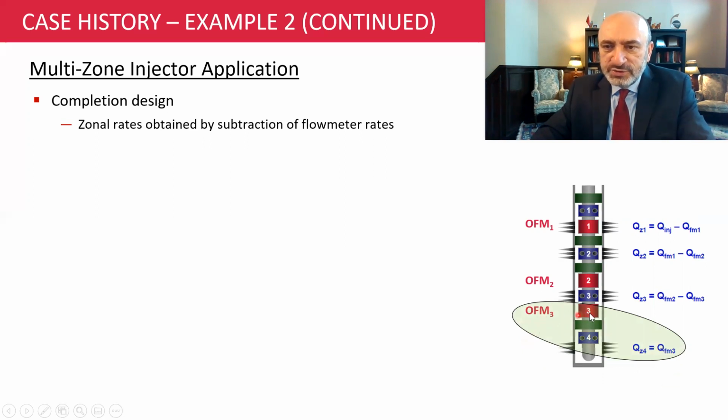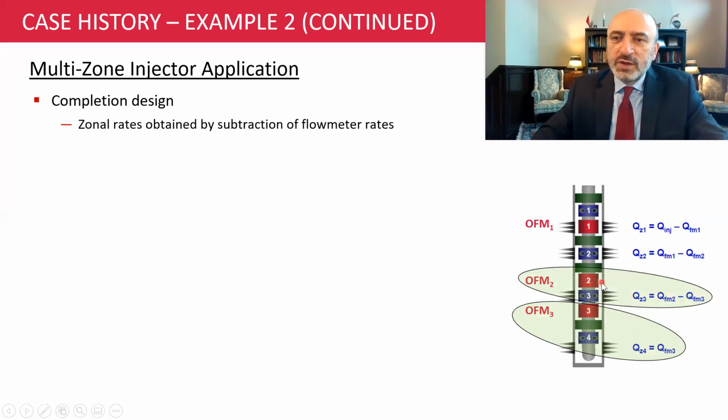The optical flow meter number 3 will be measuring the injection rate to zone 4 directly, because there is only zone number 4 below the optical flow meter number 3. The flow meter number 2 will measure the commingled injection rates to zones 3 and 4, because those are the zones below the optical flow meter number 2. So the injection rate to zone 3 can be found by subtracting the flow meter number 3 rates from the flow meter number 2 rates.